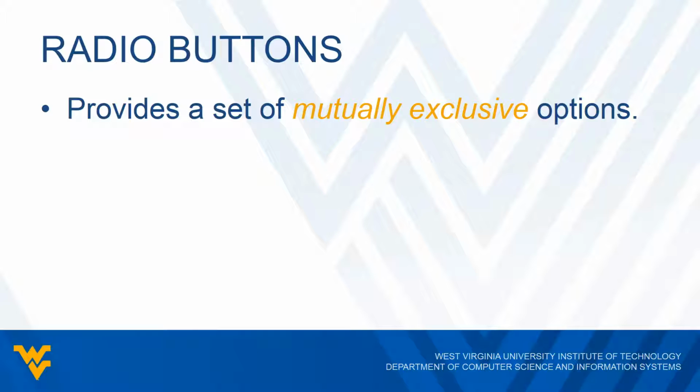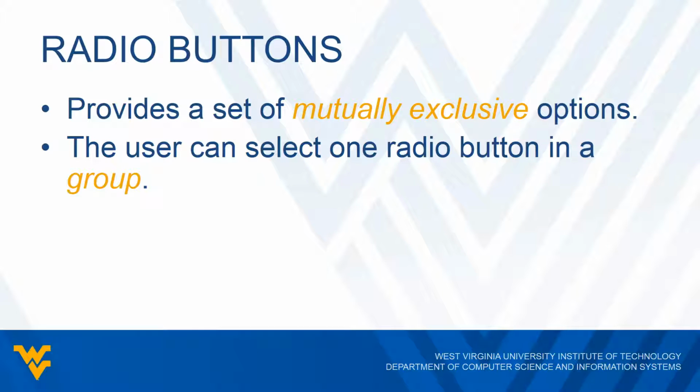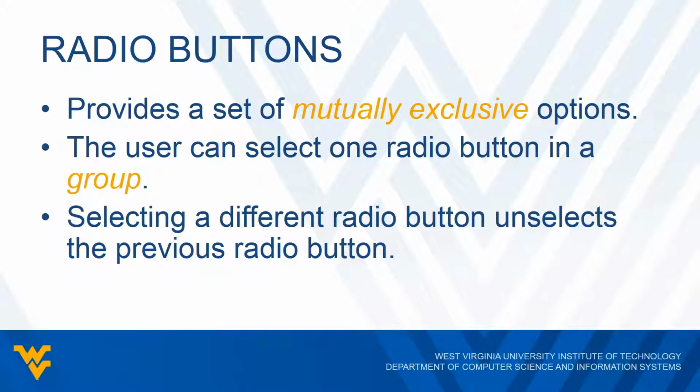So the idea is we can have multiple radio buttons that the user can click on, and these radio buttons would be set up in a group. We would create this group, and then we can add radio buttons to this group, and the user can select one radio button from that group. Now, let's say the user decides to select a different radio button. Well, then we would unselect the first one.